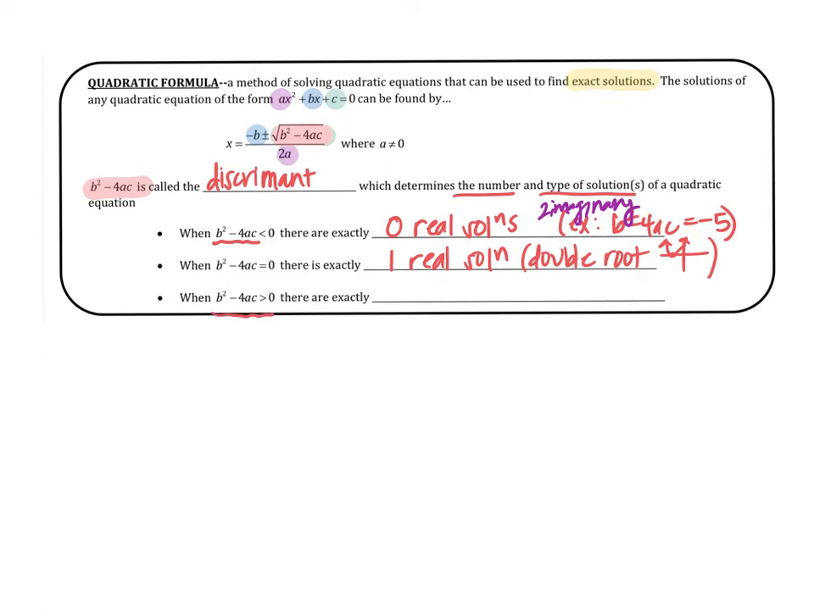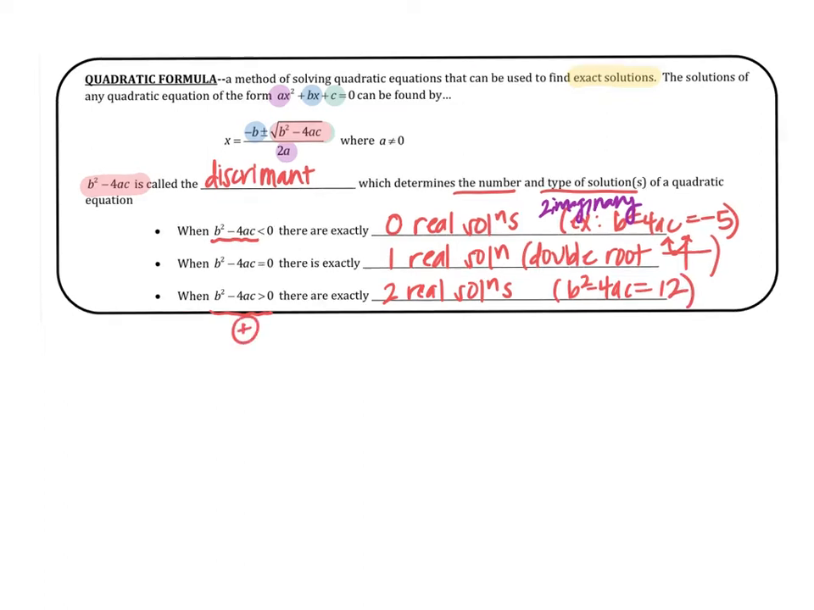If I input some numbers, get my output, and the discriminant is greater than 0, that means there are exactly 2 real solutions. So maybe I calculate my b squared minus 4ac and it equals 12. That's going to tell me it's a positive number. So again, this is positive, and this means a negative number. That means there's going to be 2 real solutions or 2 x-intercepts.